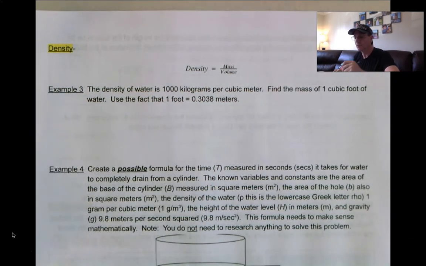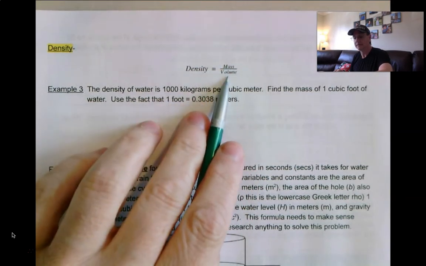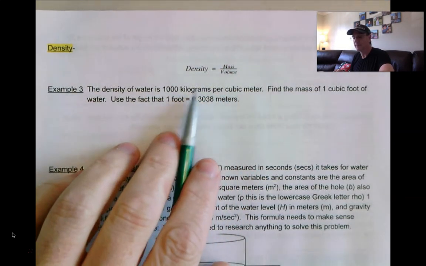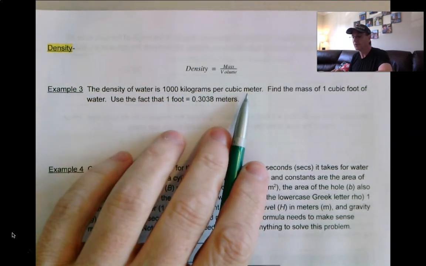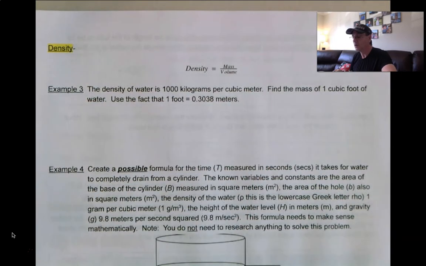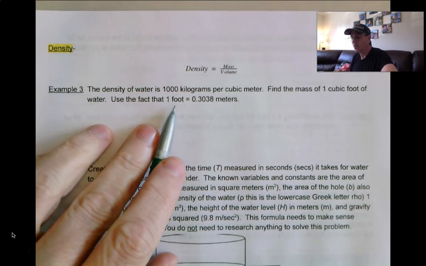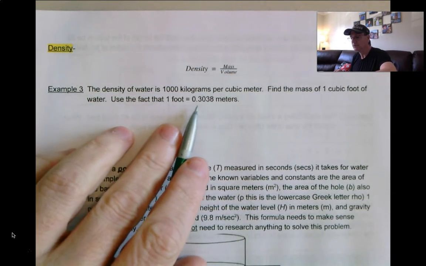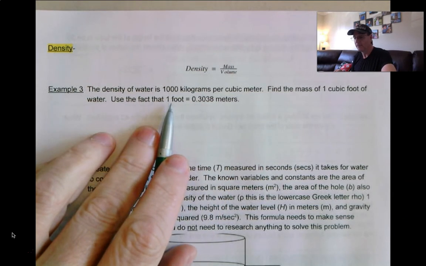Example 3, the density of water is 1,000 kilograms per cubic meter. Mass over volume. So kilograms is mass, cubic meter is volume. So 1,000 kilograms per cubic meter. Find the mass of 1 cubic foot of water. So use the fact that 1 foot is equal to 0.3038. That's 1 foot, not 1 cubic foot.